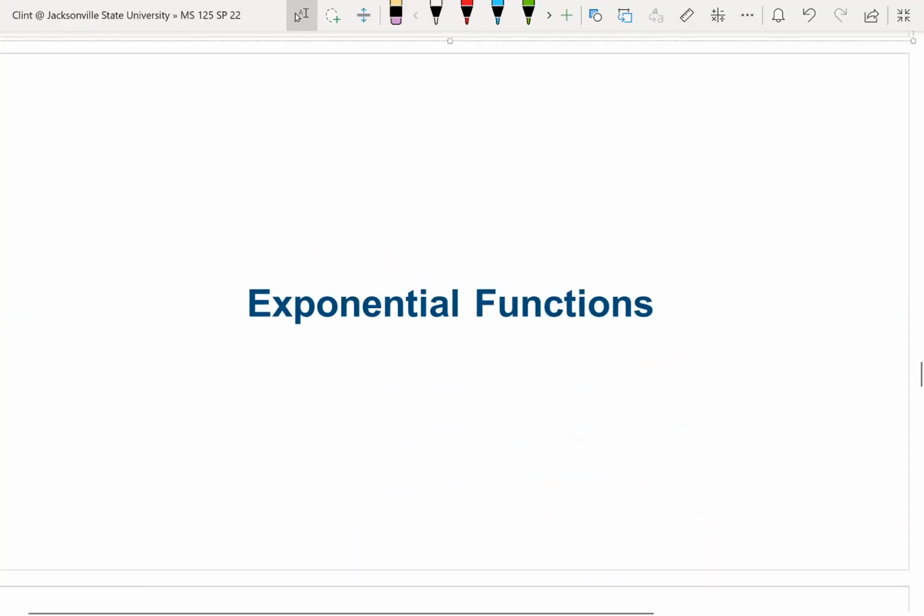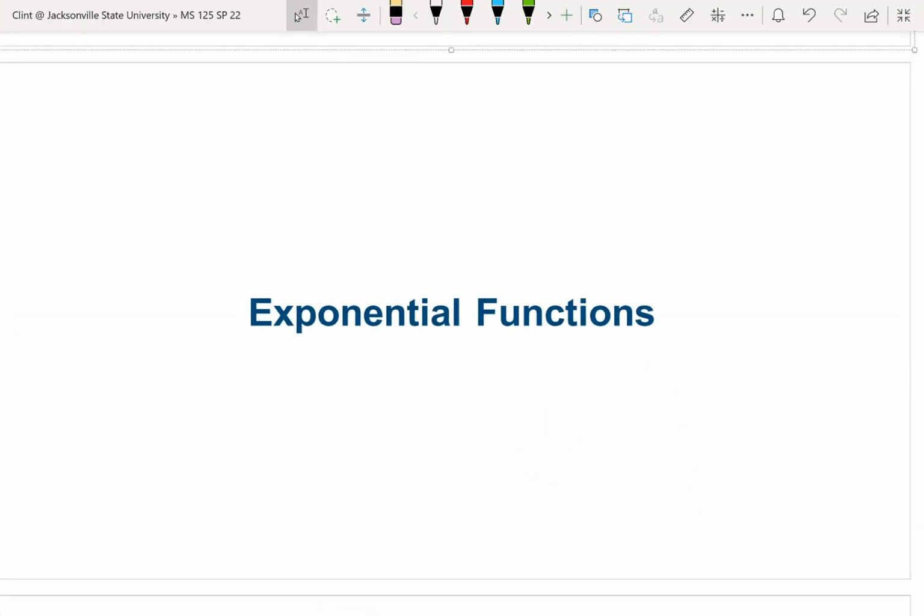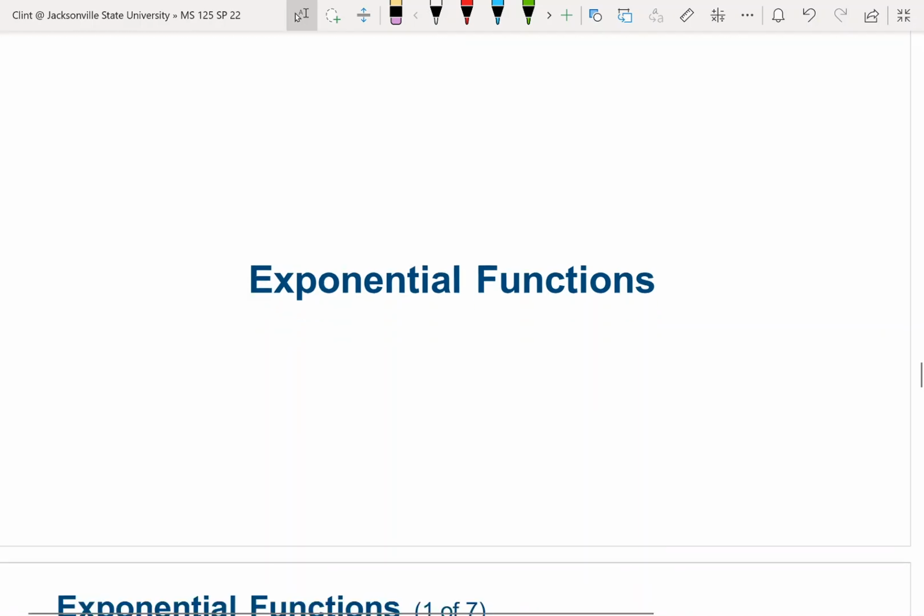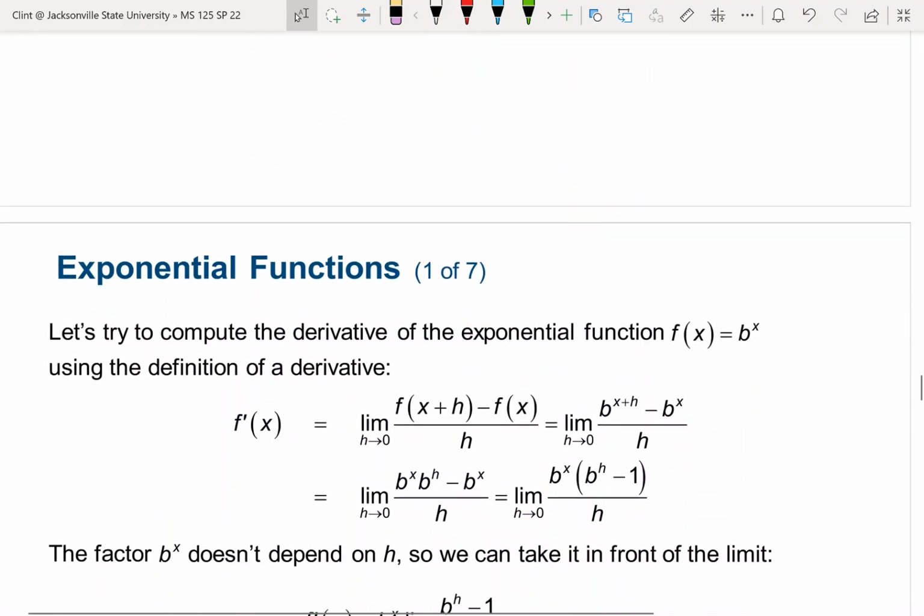Task number 2, we want to talk about exponential functions. Or we need to talk about them. You might not want to talk about them. We need to talk about them. So we want to talk about exponential functions and then their derivatives. Bear with me a little bit as we walk through this.